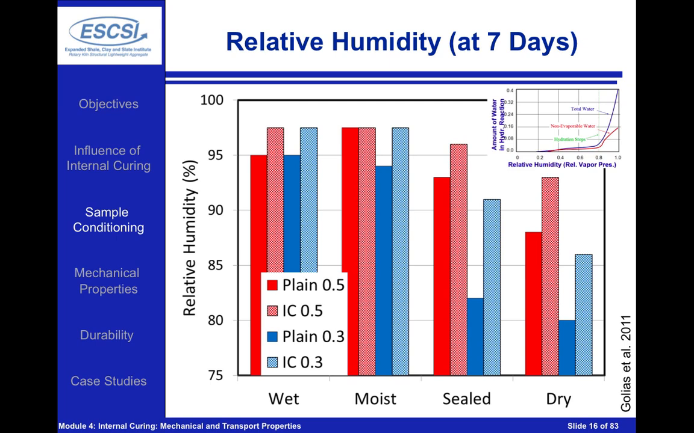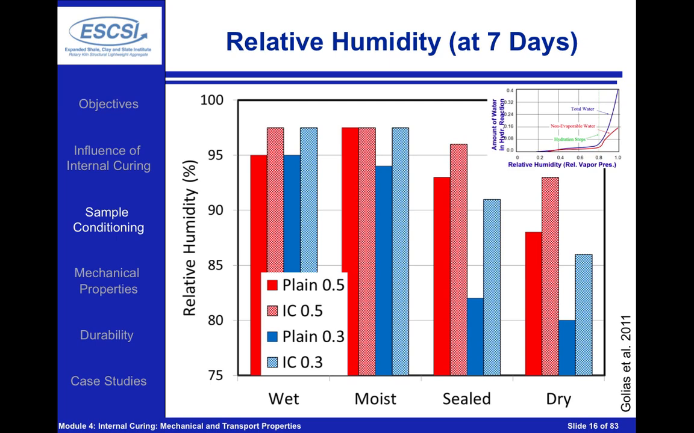Now if we look at different concretes that are cured in different ways and we measure the relative humidity inside of these systems, effectively what we're doing is measuring the size of the pores that have been emptied under these different conditions. If we go from left to right, the first 4 bars represent a wet curing condition. This is our concrete placed underwater. The next 4 bars are a moist curing condition where this is placed into a fog room.